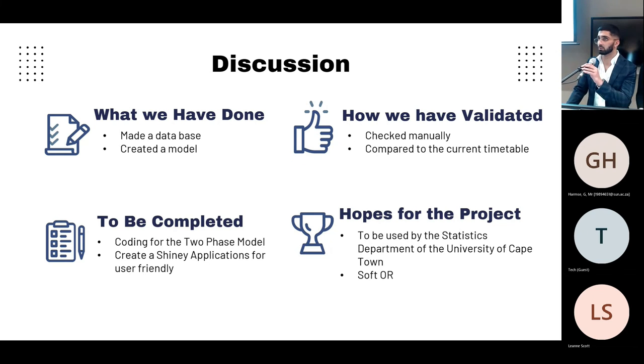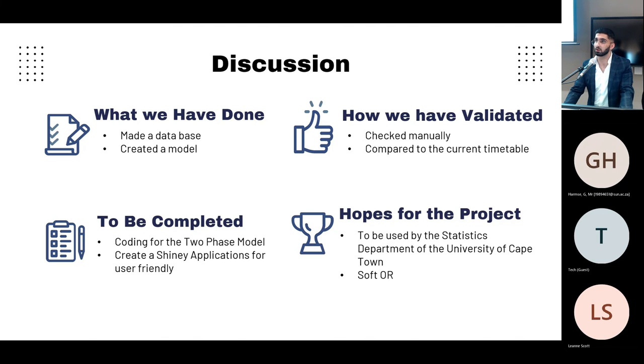Back to you. Okay, so just to conclude, what we've done is we've essentially created a model that the department can use and that they can adjust year on year to make the most optimal timetable for their year. And we've also created a database for them. Like I said earlier, there was no database for us to use as a framework, so we've created one, and it's allowed for moving forward in projects. As Alex mentioned, we validated using our current timetables.